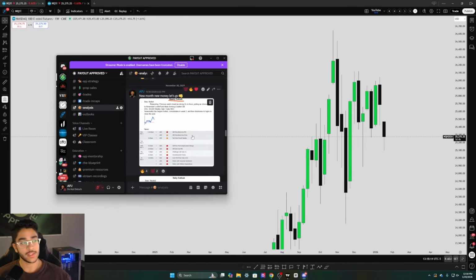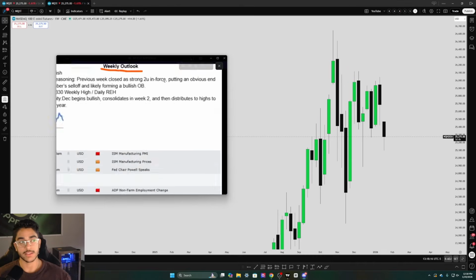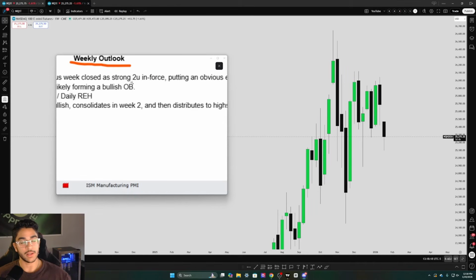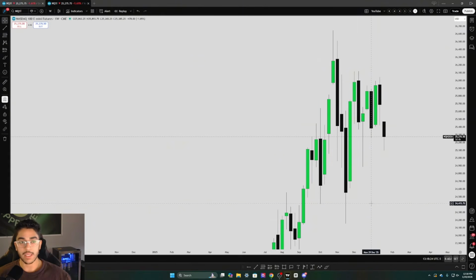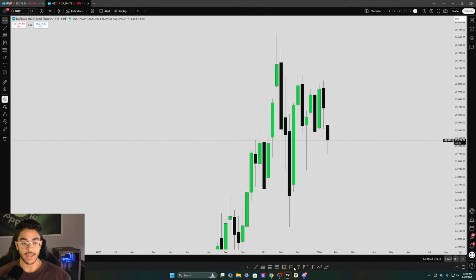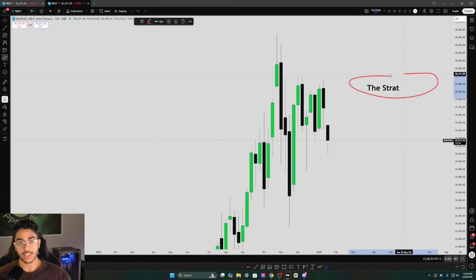But what I want to tell you guys about is, in all of my analysis, you'll see me mention things like 2 up or 2 down or inside bars. What does this refer to? This is a price action methodology called the Strat, S-T-R-A-T. If you've been around with me for a while, you've likely come across me teaching this before, but all it is is identifying candle types. And this is actually something I use primarily in forming bias, right?